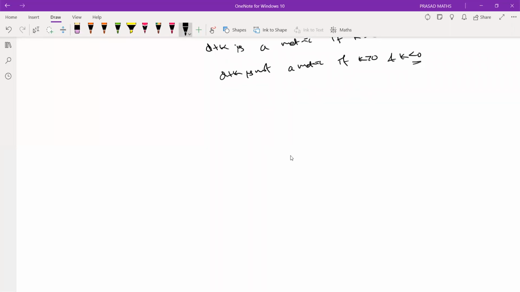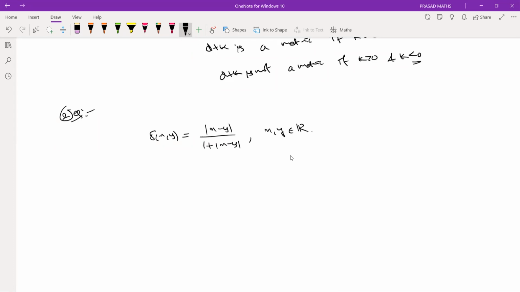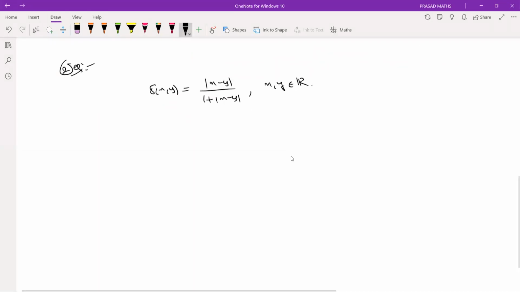Okay. So let us start with the second example. Suppose d is a metric on my set x. I can take another distance, defined like this: mod of x minus y divided by 1 plus mod of x minus y. For the sake of our convenience, I'm going to take the usual metric. Is it a metric on R?